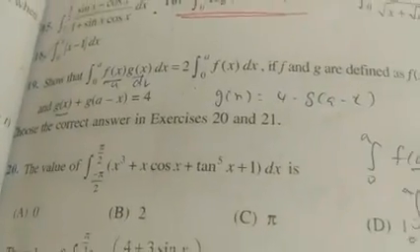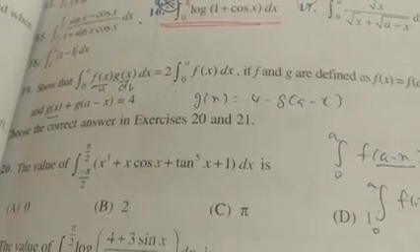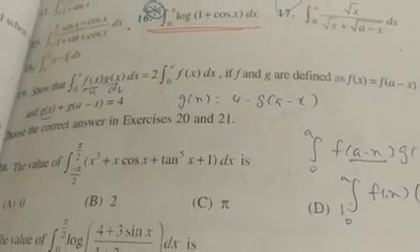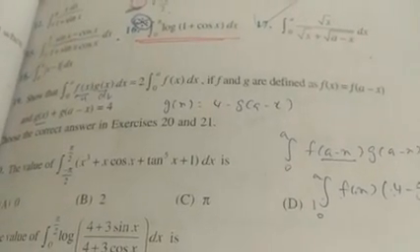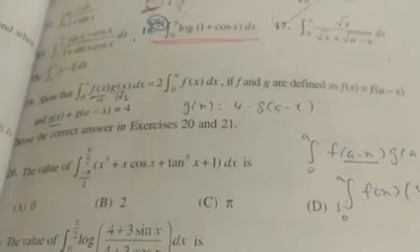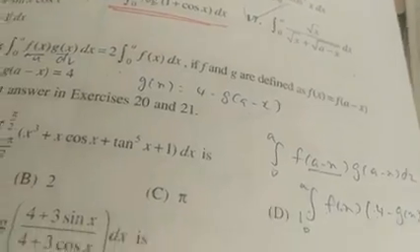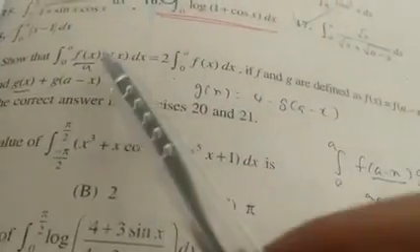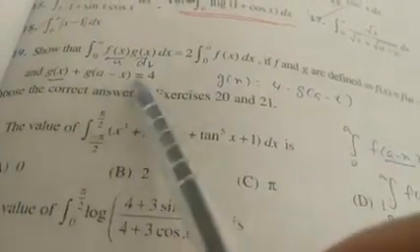Now let us move on to the 19th sum. Show that integral 0 to a f of x g of x dx is equal to 2 times integral 0 to a f of x dx, if f and g are defined as f of x is equal to f of a minus x, and g of x plus g of a minus x is equal to 4. So they have given certain conditions, and you need to prove this. These two are the conditions.